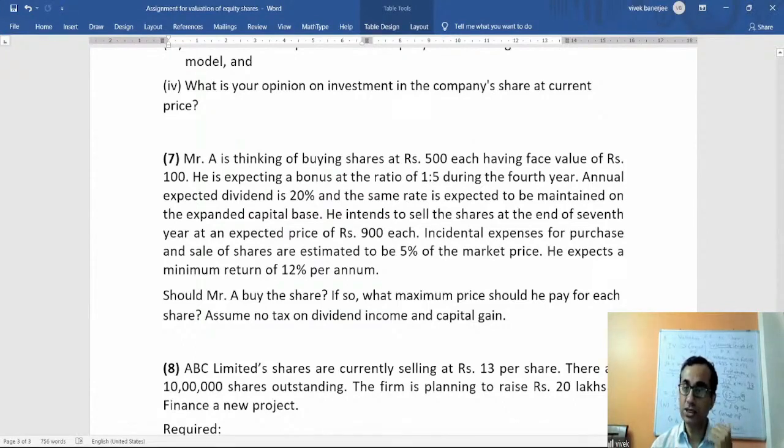Now you have to take a decision as an investor whether he should buy the shares or not, and what is the maximum price he should be willing to pay. You have to ignore any tax on dividend income and the capital gain. So first of all, we have to calculate the present value. Then we have to calculate the purchase price. We have to see what is the net gain. And then we will take the decision whether he should buy the shares or not, and then what is the maximum price Mr. A will be willing to pay for the shares. So let us solve this question step by step as I have discussed just now.